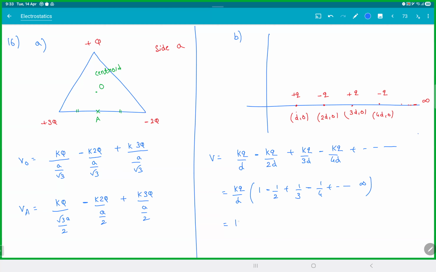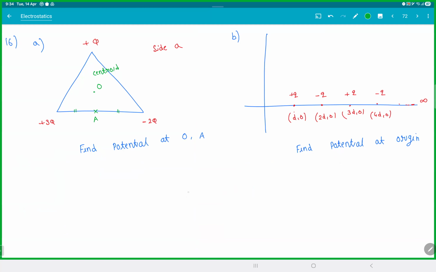If you guys know, this is nothing but KQ by D times the ln 2 series. Do you guys know the ln series? I'll write it down here. So this is the formula for the ln series in case you don't know.